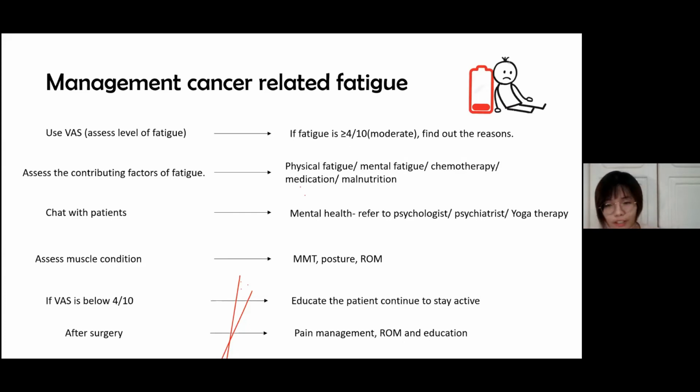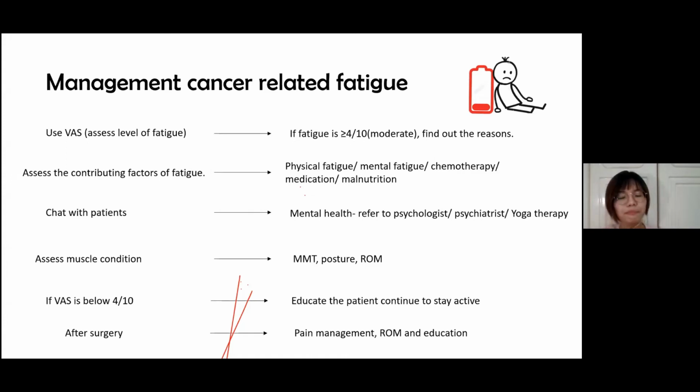So we need to find out the reason. We need to assess the contributing factors of the fatigue, whether it is physical fatigue or mental fatigue, or chemotherapy that makes you fatigued, or medications, or malnutrition because they do not eat enough, or the food they eat is not that nutritious. So we also need to chat with the patient to check their mental health, because fatigue can be divided into 2 types: physical fatigue and mental fatigue.